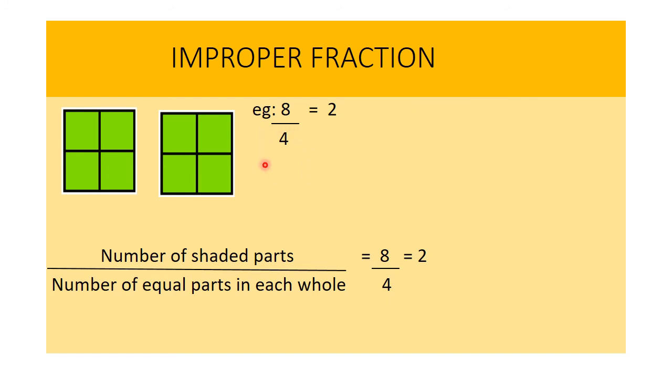And how will we decide the denominator? The denominator in this improper fraction is the number of equal parts in each hole, right? In both the holes, as we can see, each hole has been divided into 4 equal parts, so 4 will be our denominator. So here 8 by 4 is equal to 2. As you can see, we have 2 holes, right? That is why 8 by 4 is an improper fraction.